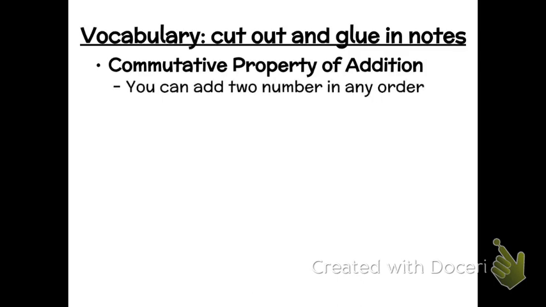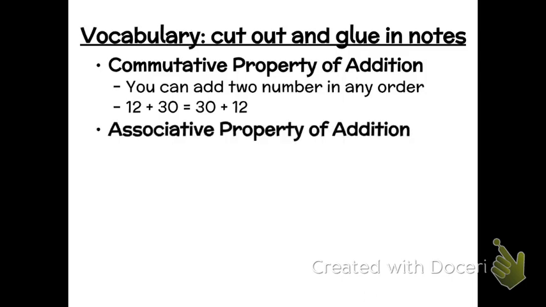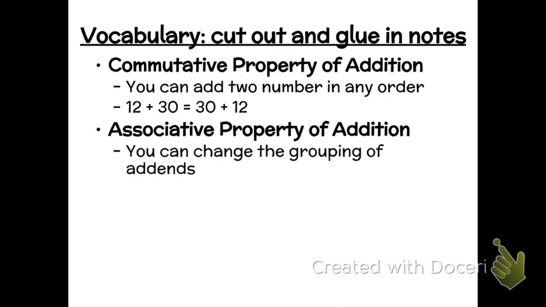The commutative property of addition means that you can add two numbers in any order. So for example, I can do 12 plus 30, and that would be the same answer as if I added 30 plus 12. In the associative property of addition, you can change the grouping of addends. Addends are the numbers that you are adding together. So 12 plus 30 plus 5 would be the same thing as if you added 12 plus 30 plus 5. The parentheses in these problems show you how you are grouping your numbers together.